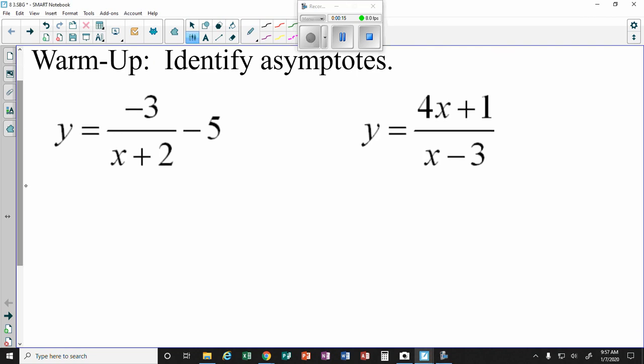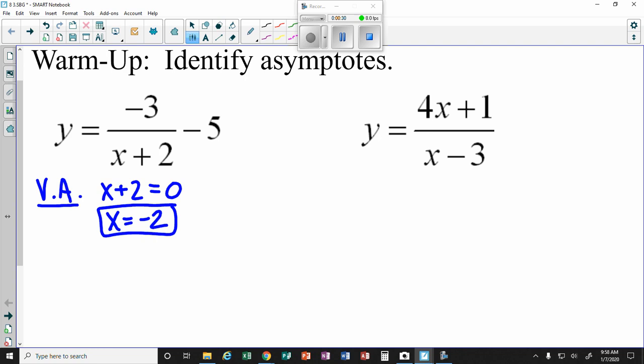So for the first one, I'm going to take the bottom, set it equal to 0. So x plus 2 equals 0. And I solve, how do I solve that? Correct, 2. So it's going to be at x equals negative 2. That's my vertical asymptote.